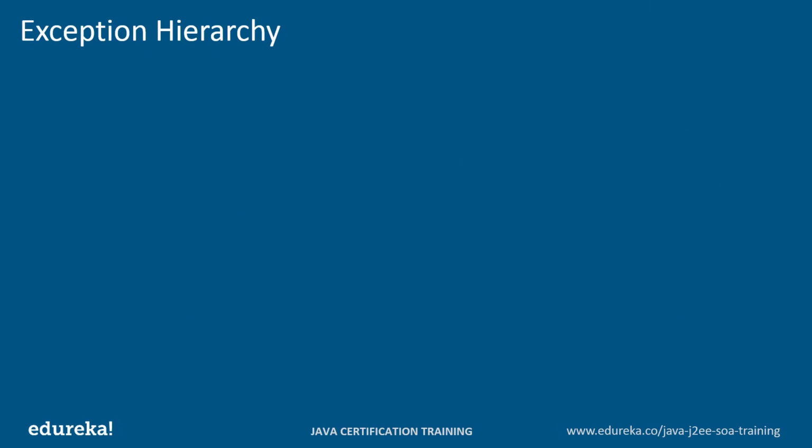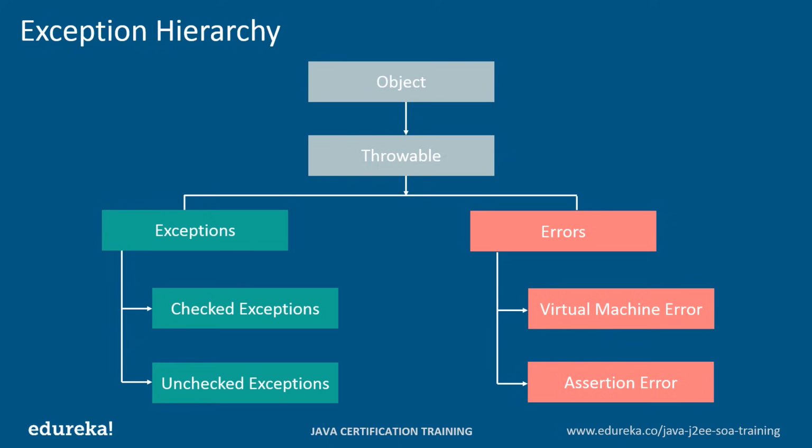Now, let's see what is exception hierarchy. All exceptions and errors types are subclasses of class Throwable, which is the base class of hierarchy. Here, one branch is headed by Exception. That is, this class is used for exceptional conditions that user program should catch. For example, say null pointer exception, runtime exception, etc. And the other branch, Error, is used by the Java runtime system to indicate the errors that have to do with the runtime environment itself, that is JRE. For example, virtual machine error or stack overflow error, etc.